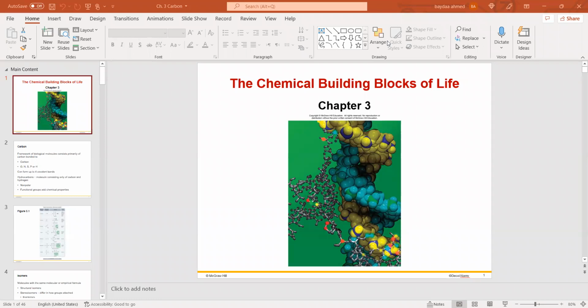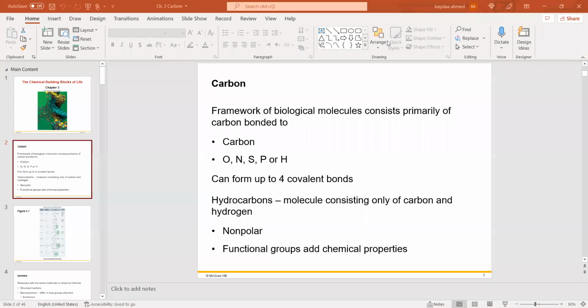Today we will be doing chapter 3, which is the chemical building blocks of life. The bodies of organisms contain thousands of different kinds of molecules. These enormous biological macromolecules are built up from smaller compounds with simpler chemical structures.